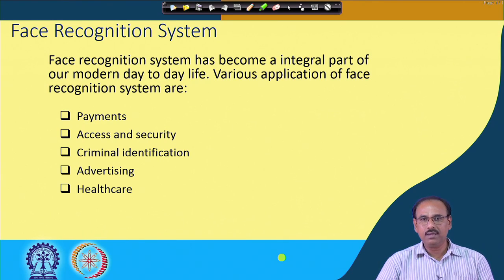Similarly, criminal identification, particularly criminal identification from fraud.